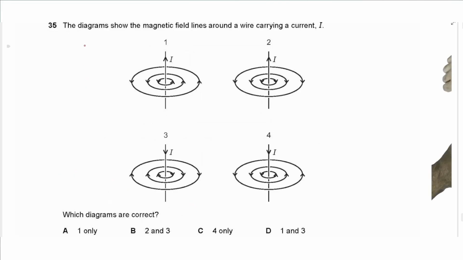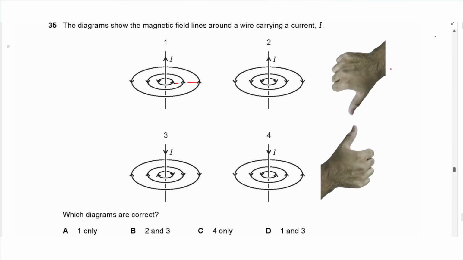Question 35 says the diagrams show the magnetic field lines around the wire carrying a current I. Which diagrams are correct? So we have 4 currents, some of them pointing upwards and some of them pointing downwards. They all form circular magnetic fields and all have the distance increasing, so the pattern getting weaker going outwards, but the direction must be determined.